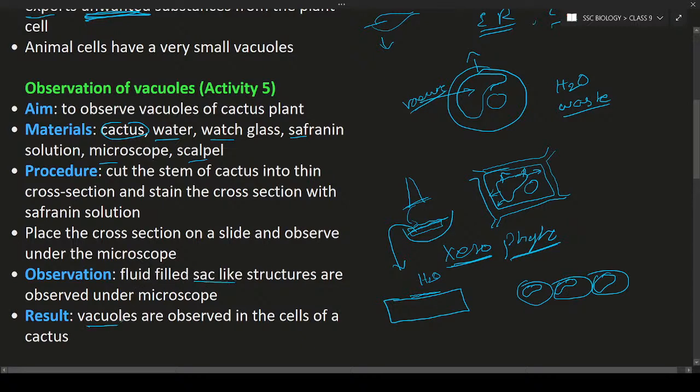Next one will be the vacuole. So what is a vacuole? Just now we have discussed it. Vacuoles are the organelles, the sac-like structures, that are observed under the microscope. This is our result.